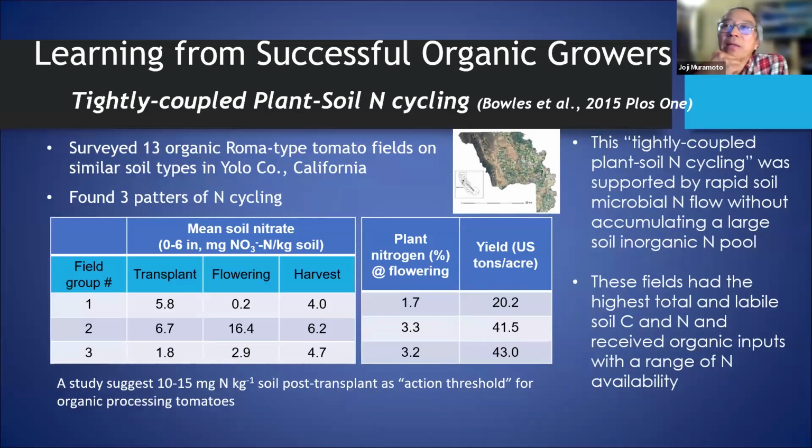This third group, which they call tightly coupled plant soil nitrogen cycling, was supported by rapid soil microbial nitrogen flow without accumulating a large soil inorganic nitrogen pool. So soil nitrate analysis indicates the size of the pool, but the pool size was small in the third group, but the nitrogen flow was fast enough to provide enough nitrogen to plants. And those fields, group number 3, had the highest total and labile soil carbon and nitrogen, and received organic input with a range of nitrogen variability. That seems to be a key practice.